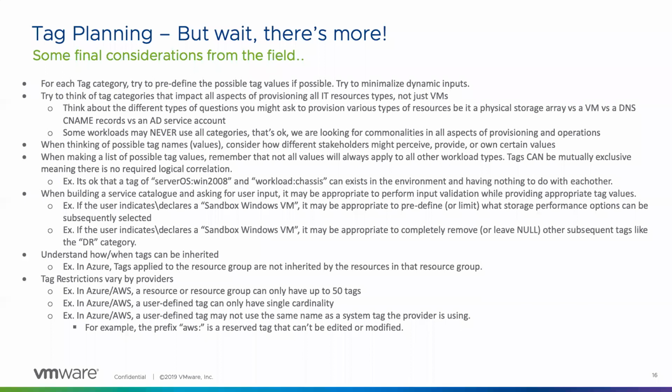Also, we want to be considerate of some of the public cloud providers like Azure and AWS. They have certain restrictions on the number of tags that they will allow per object. They also have limitations around cardinality. This is just a brief list.